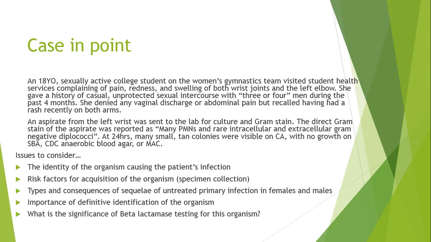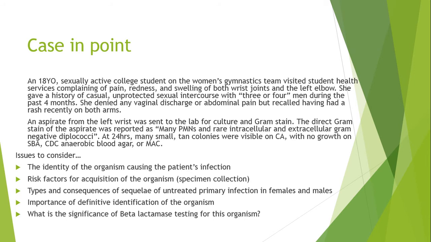Here's a case in point. So we've got an 18-year-old sexually active college student. She went to the student health complaining of pain and redness and swelling on both wrist joints and her left elbow. She's got a casual history of unprotected sex with 3 or 4 men during the last 4 months. She's denied any kind of vaginal discharge or abdominal pain, but she does recall having a rash on both of her arms.